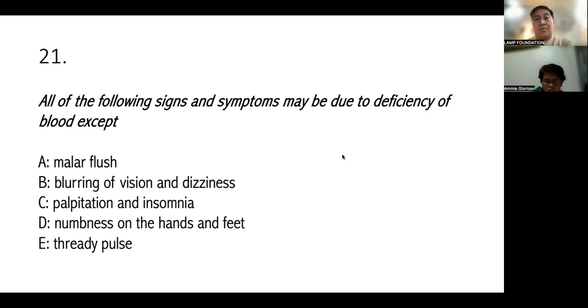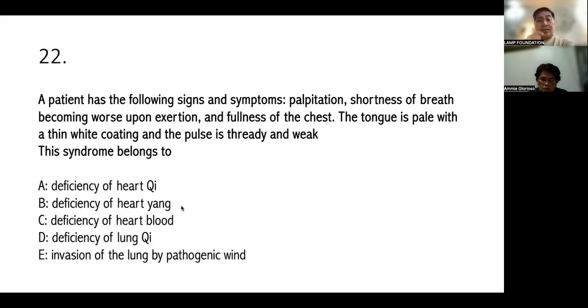In fact, we consider blood as yin. Diba? Part siya ng yin. So the next thing that could happen there would be yin deficiency. Okay, any other question? You ask more questions now. Okay, let's continue. Sir Henry, go to 22.